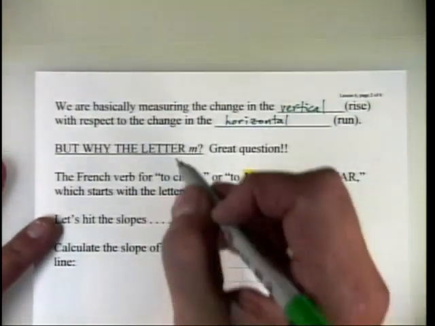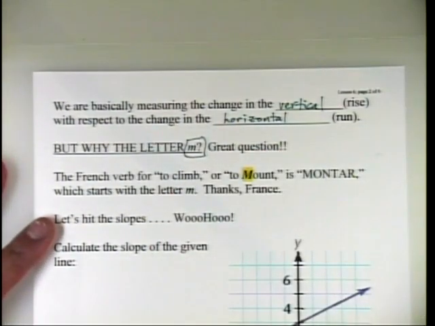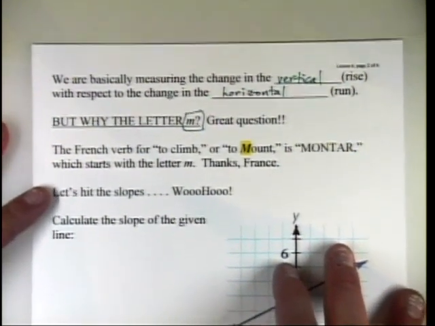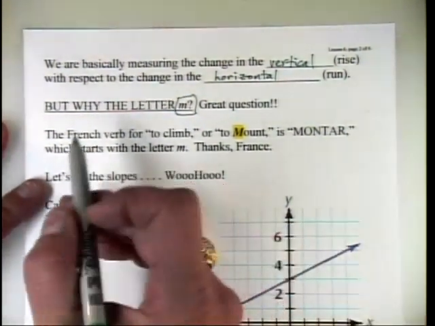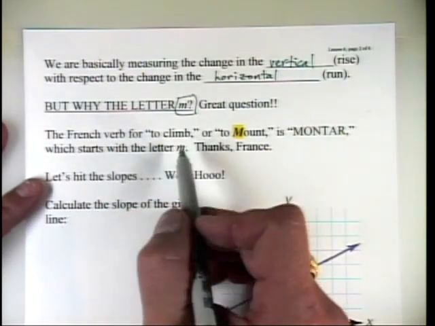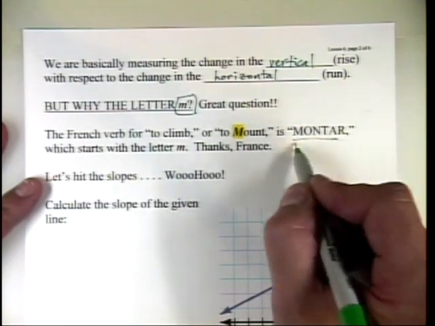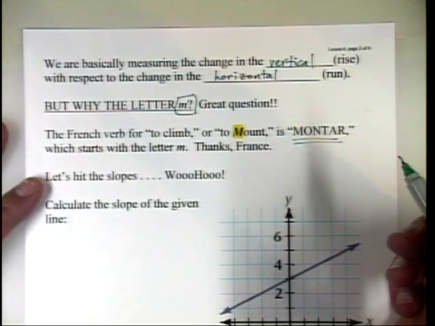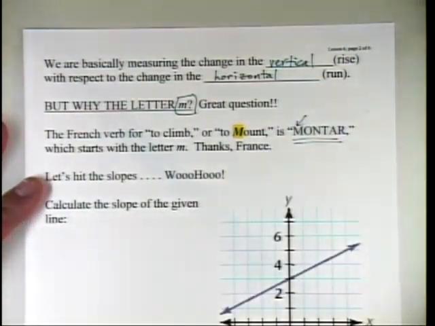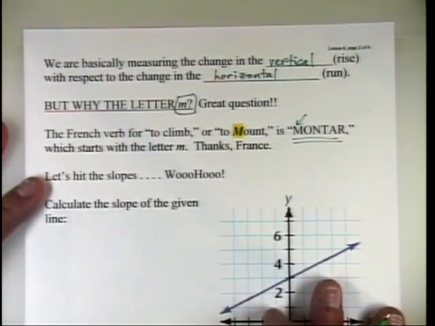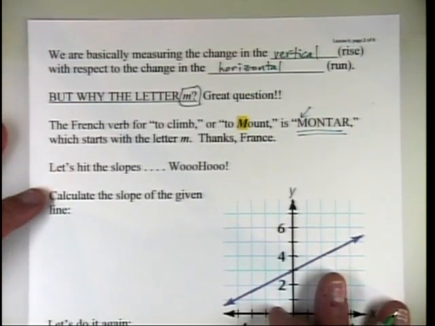Now, why the letter m? If you've taken algebra, you remember y equals mx plus b, where m was the slope. Why m? That's a great question. Here's the answer. The French verb for to climb or to mount is the verb monter. Pardon my French there. Hey, and if you notice, monter starts with the letter m. So we get it from the French verb. So not only did they bring us the French fries, they brought us the letter for slope. Thanks, France.